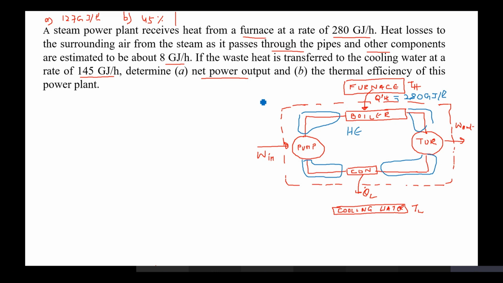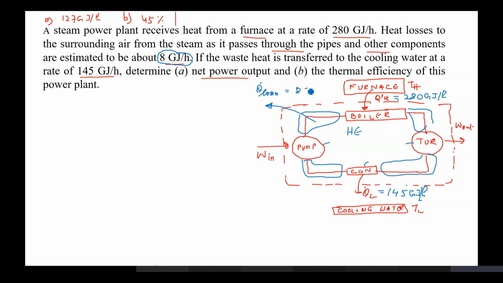Before we move on to see the losses, we see that the waste heat is transferred to the cooling water at 145 gigajoules per hour. So Q dot L, which is moving out of the system, is essentially 145 gigajoules per hour. Now you are familiar with both the two heat transfers. It further says that 8 gigajoules per hour is being lost to the surroundings through the pipes and other components. So these three other components, pump, turbine, and condenser, along with the pipes, are also losing heat.